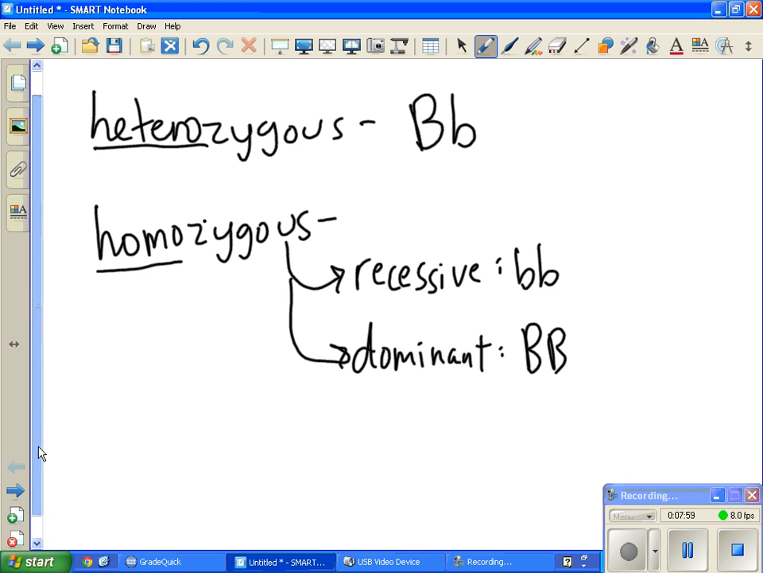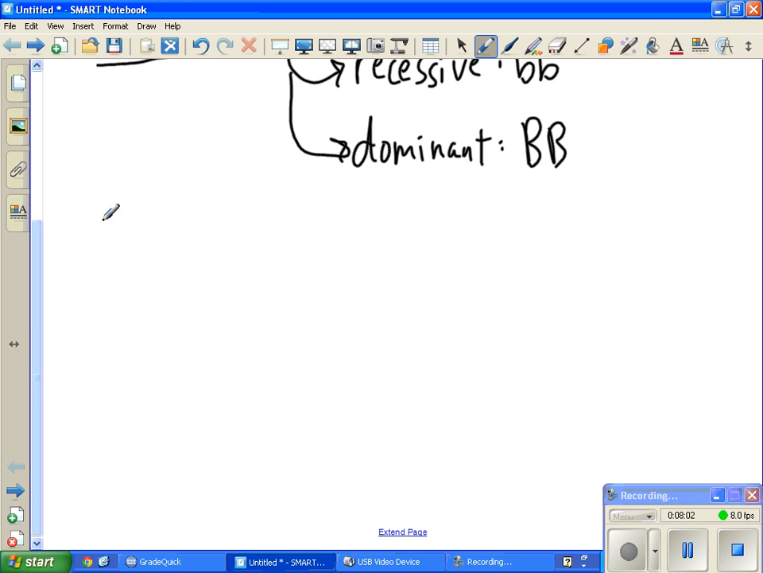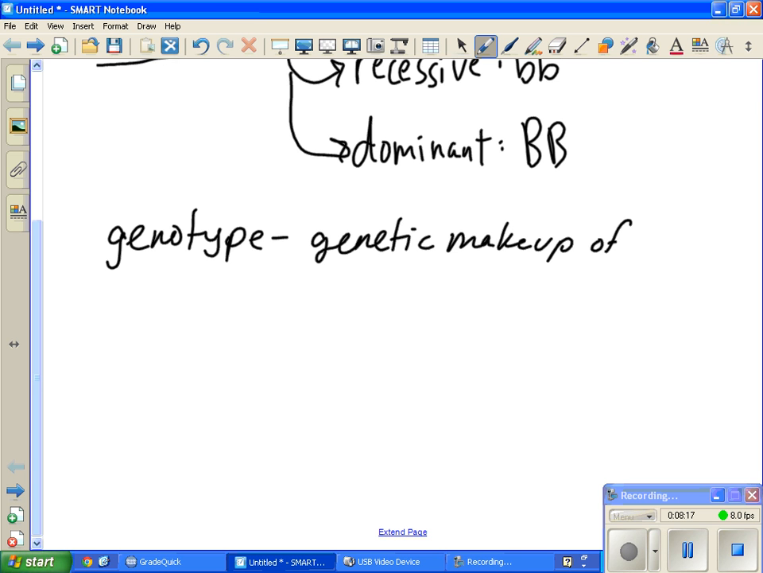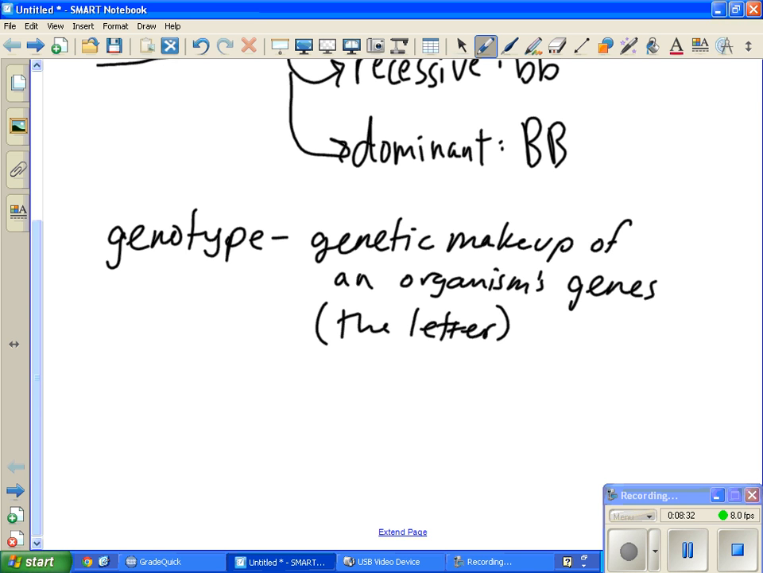Now, let's remember the difference between genotype and phenotype. So a genotype is the actual letters here. So those are the genetic makeup of an organism's, like their genes. So that's going to be the letters, is the easiest way to say that. So genotype would be dominant homozygous if we're talking about this genotype right up here.